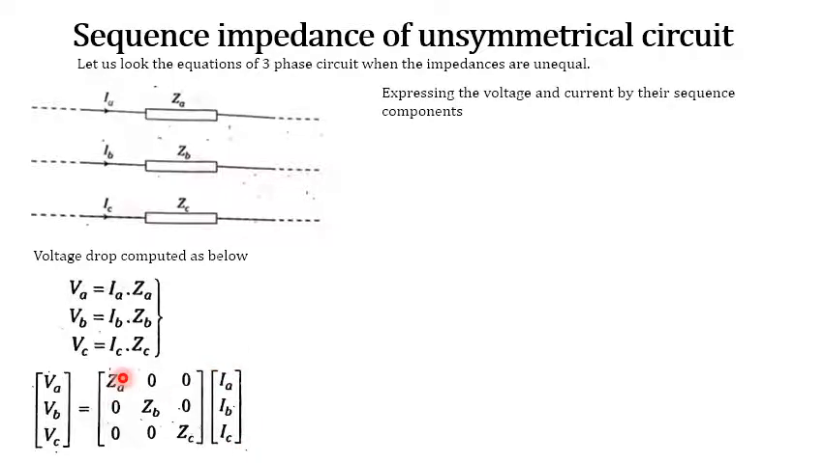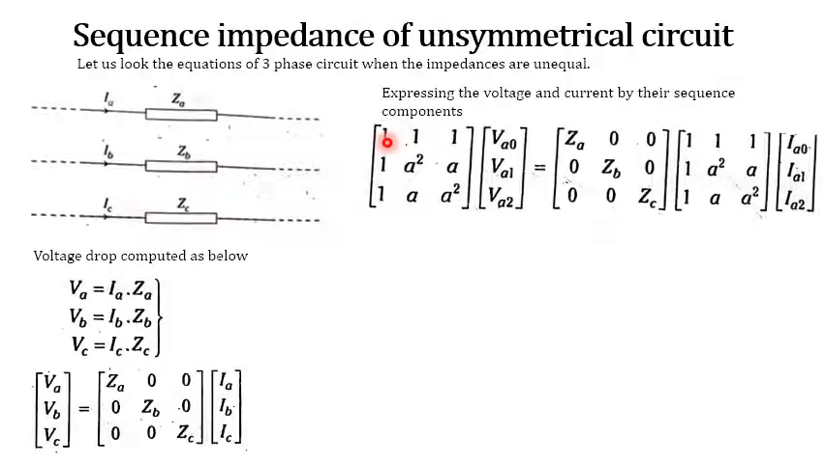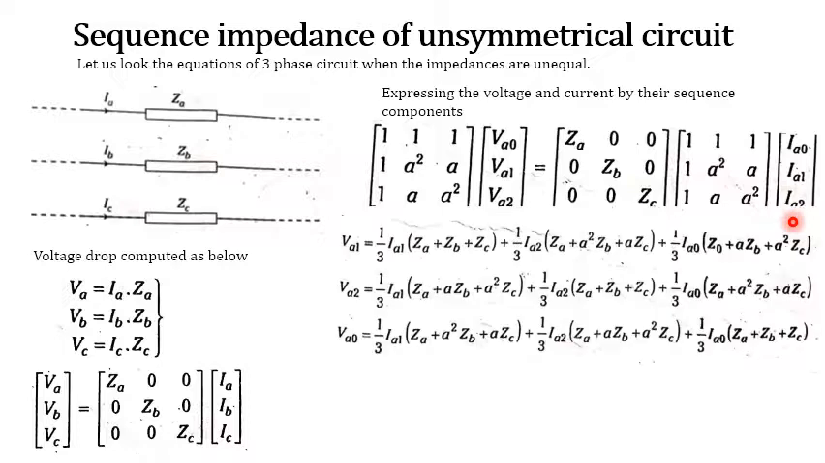Let us express these values of the voltage and the current by sequence components. VA, VB and VC can be written as the matrix 1 1 1, 1 A square A, 1 A A square, times VA0, VA1, VA2. Similarly, for the current, IABC can be written using the symmetrical components: 1 1 1, 1 A square A, 1 A A square, times IA0, IA1, IA2. Taking this matrix to the right hand side, multiply with this and do a simplification.